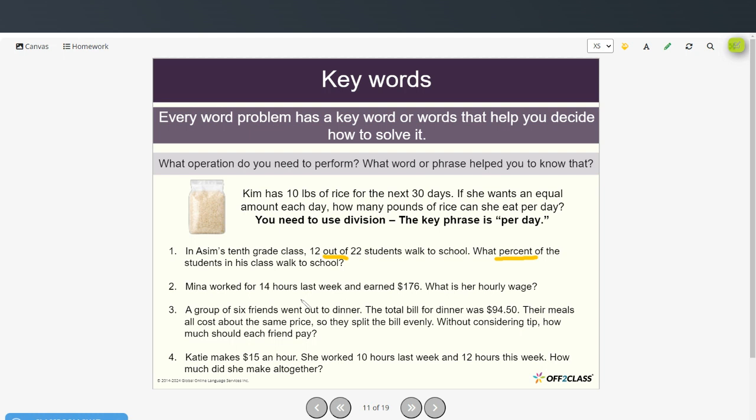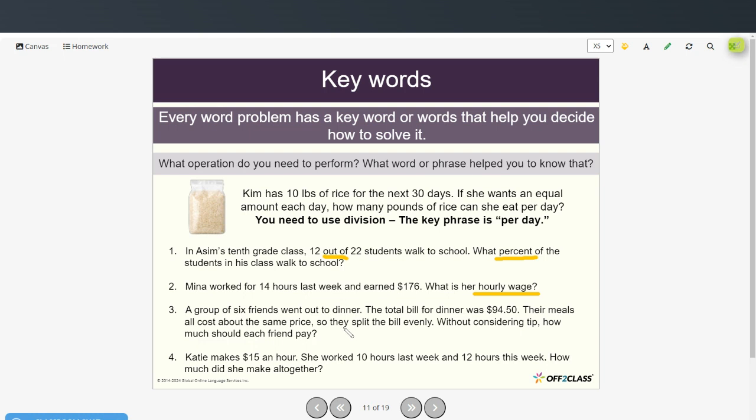Mina worked 14 hours last week and earned $176. What is her hourly wage? This one would also be division. So hourly wage are the keywords.